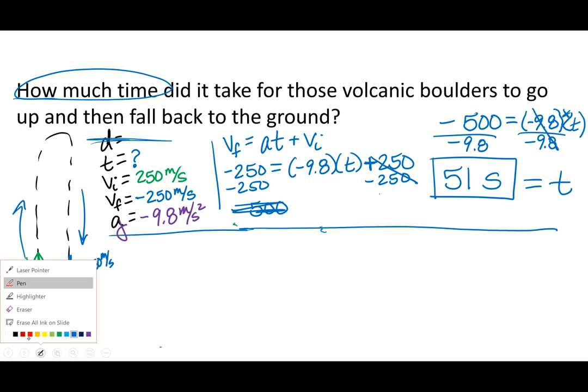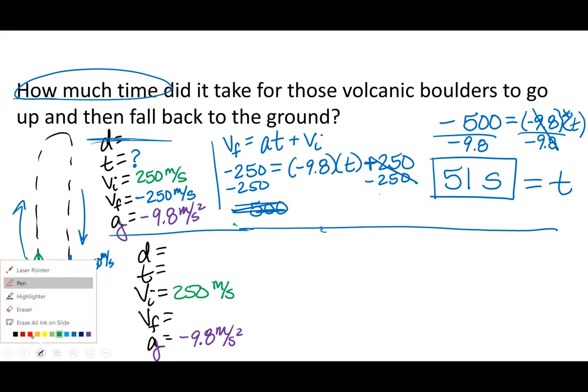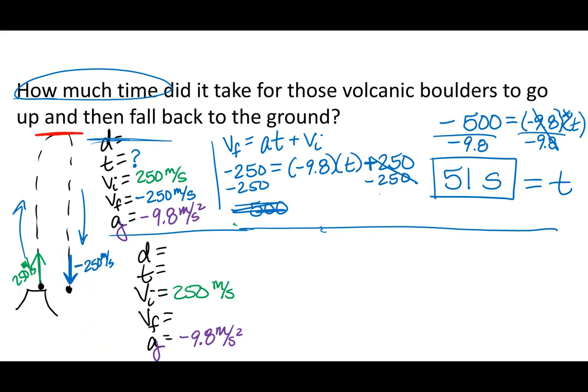Now, if you are one that likes to have those zeros involved, so D, T, VI, VF, and A. We always know A is G, negative 9.8. The initial velocity is still the same, 250 meters per second. But now we're going to end the problem up here. So we're going to say VF is 0, solving for the time to the top. So we still don't need D.